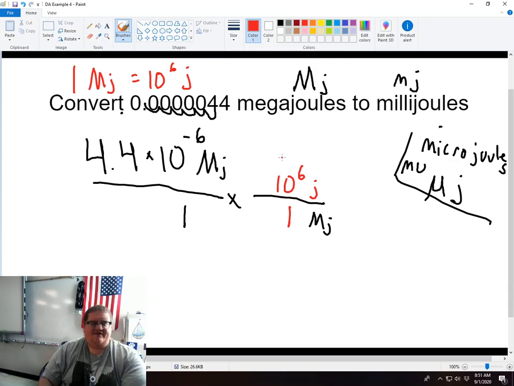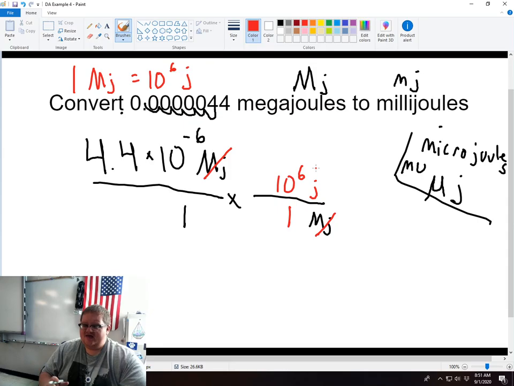Now, what if I were to stop here? What if I just did the math? What would I get, at least in terms of units? Megajoule would cancel, so my answer would be joules. So if this problem said convert 0.000044 megajoules to joules, we would be done. You would add across the top, get 10 to 0, so you'd get 4.4 as your final answer for number of joules. But we want millijoules.